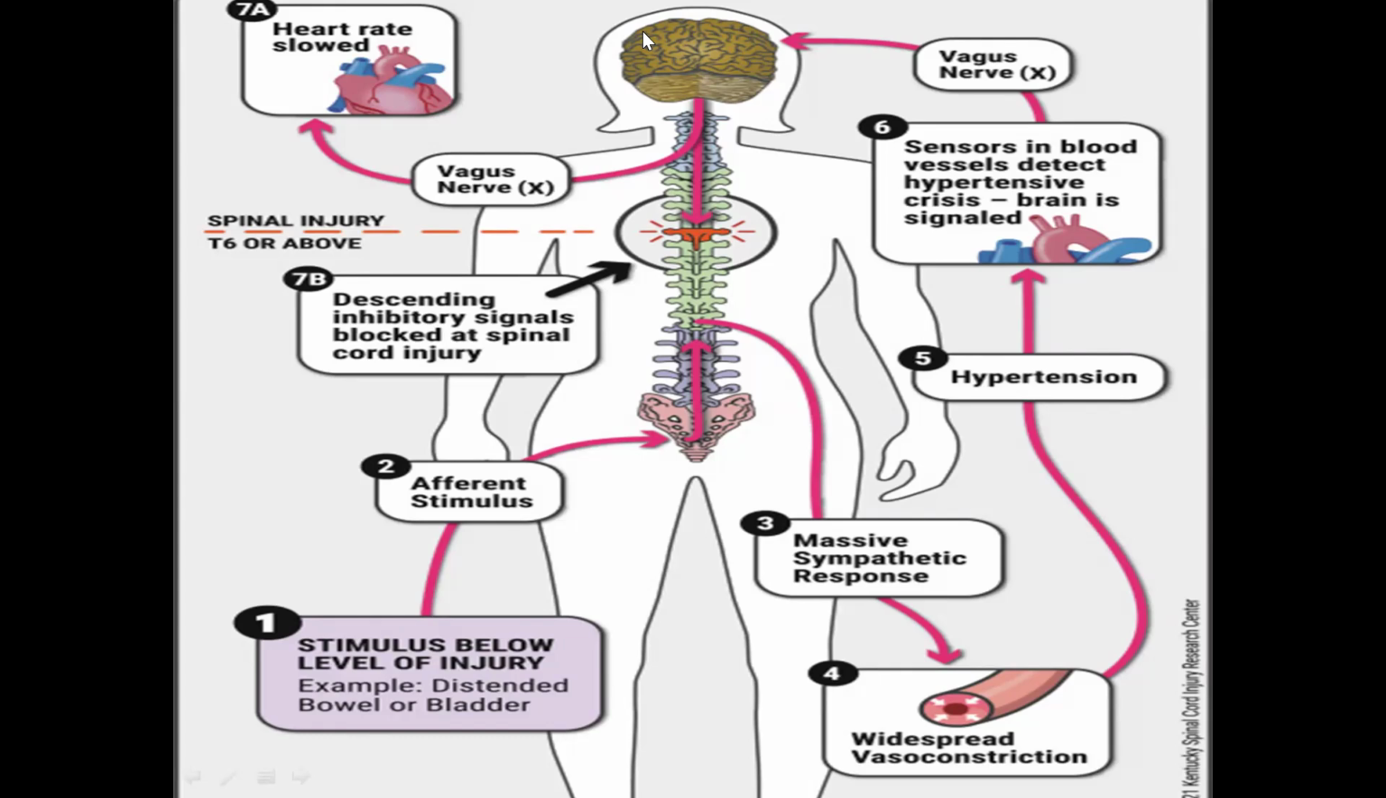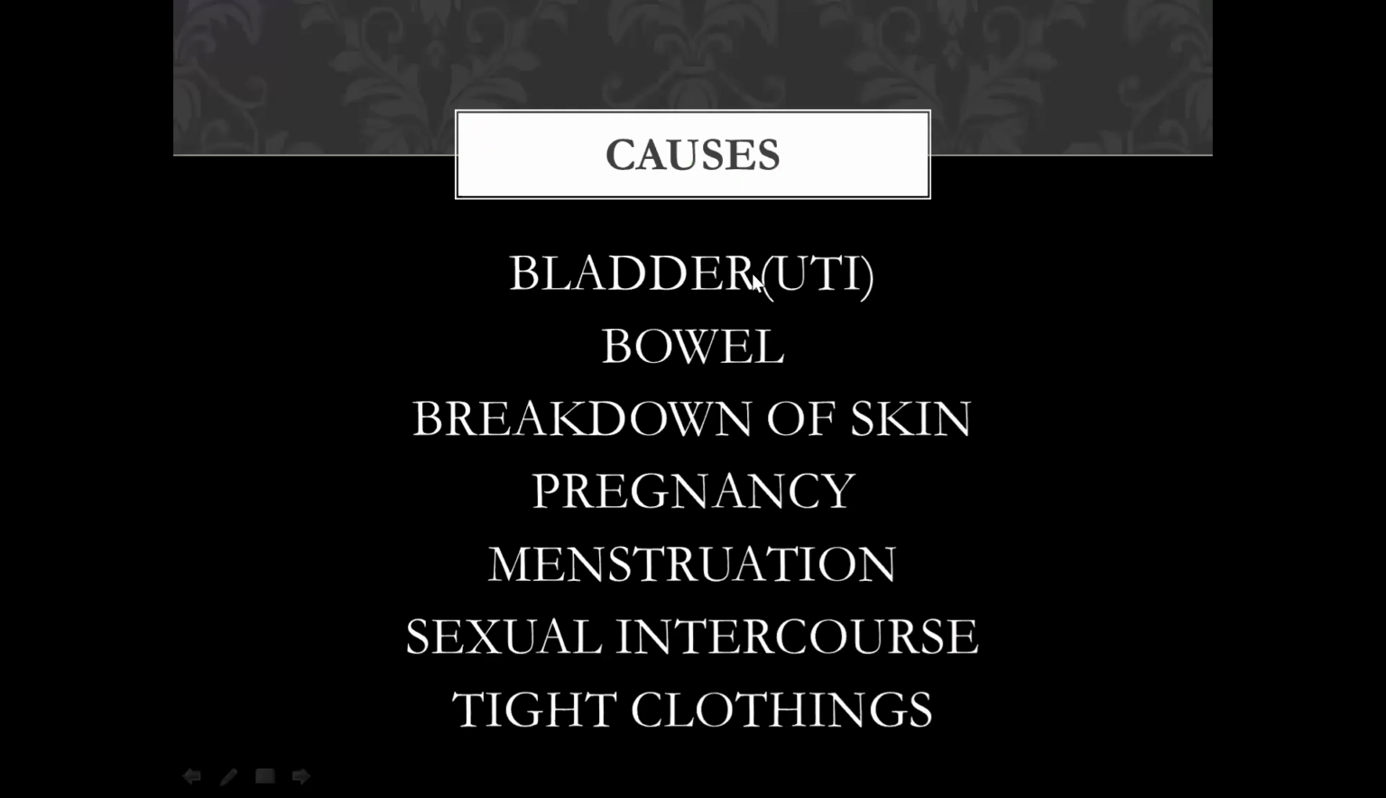That is where we are now going to go back to the causes, because it doesn't just happen on its own. Now, look at these causes. We have bladder. I definitely put it that way so that you can know that any issue that has to do with the bladder matters. If a patient with spinal cord injury at T6 and above has a full bladder that is not emptied, it can cause a form of irritation.